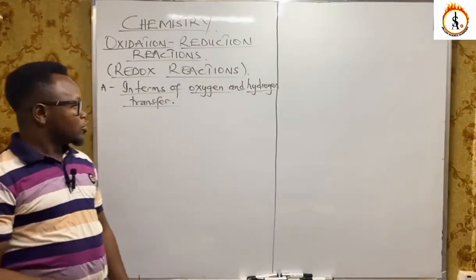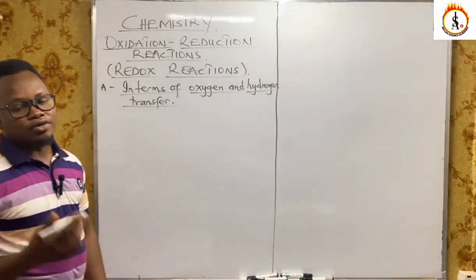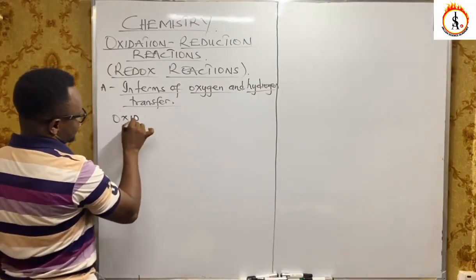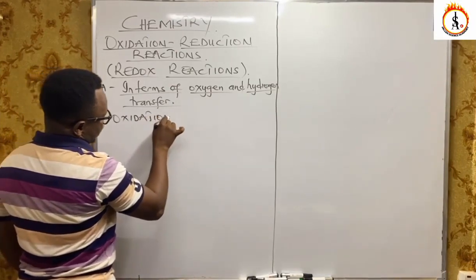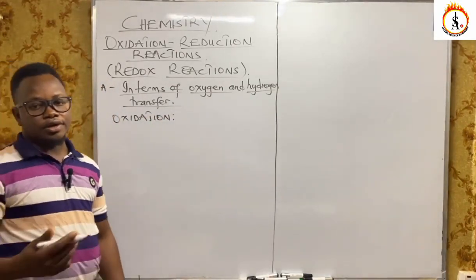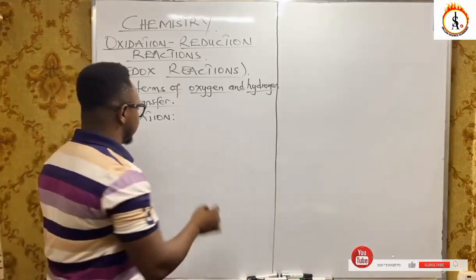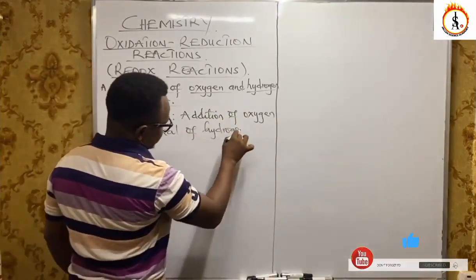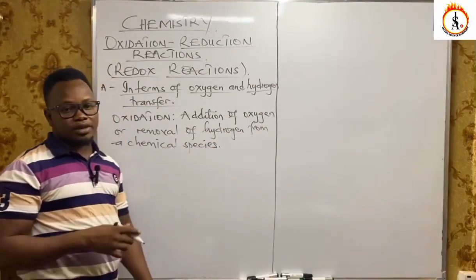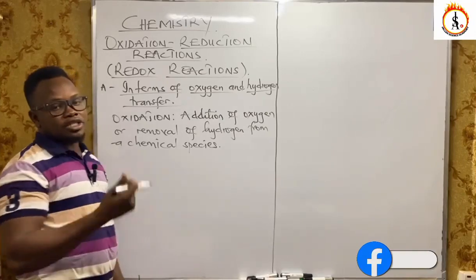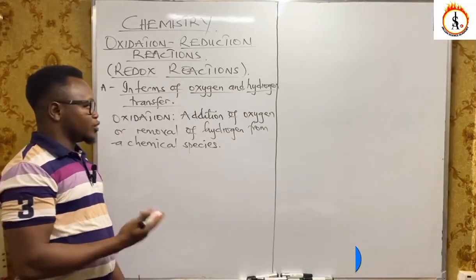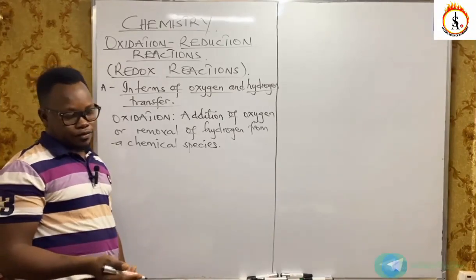In terms of oxygen and hydrogen transfer, we can define oxidation. We're going to start with oxidation. Oxidation is defined as the addition of oxygen or the removal of hydrogen. So if oxygen is added to a chemical species or hydrogen is removed from a chemical species, then we can refer to that reaction as an oxidation reaction.